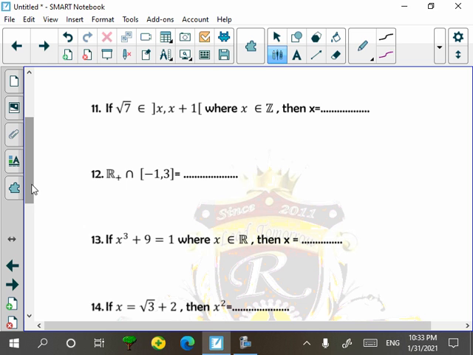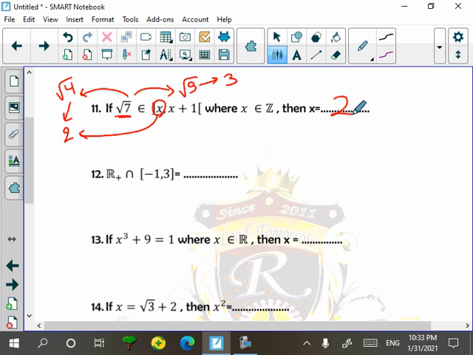Number 11. If root 7 belongs to x and x plus 1, where x belongs to Z, then x equals, again, root 7. The only perfect square before root 7 will be root 4, and the only perfect square after root 7 will be root 9. Root 4 equals 2, and root 9 equals 3, then x will be equal to 2.